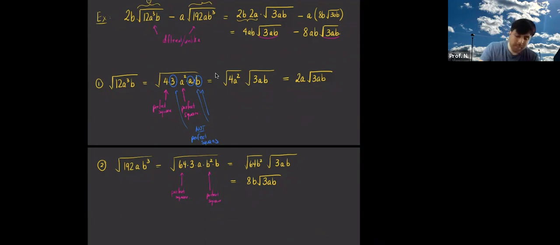So now that I have the same radical, I can leave the radical exactly the same, 3ab. And then what am I combining? I'm combining the coefficients, or the expressions in front of the rad. So this will be equal to what? 4ab minus 8ab. And what is 4ab minus 8ab? They reduce to negative 4ab rad 3ab. And this is my final answer here.